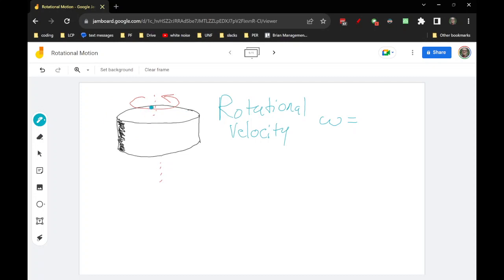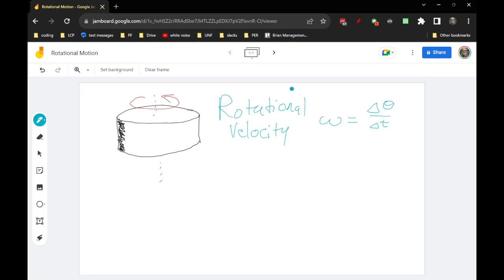In order to do that, I need to think about, well, what is it actually doing when it's moving? Because it's not going from one point to another, right? The cylinder is not necessarily going from this location over to this location. It's really about the whole object turning around. So it's about the thing going through an angle. So really the way to think about this rotational velocity is like a delta theta over delta t.